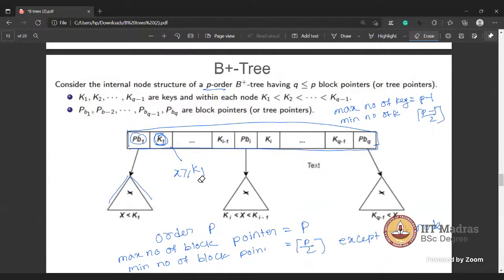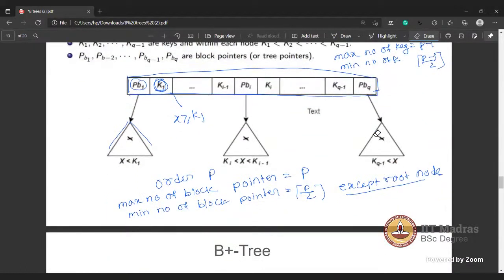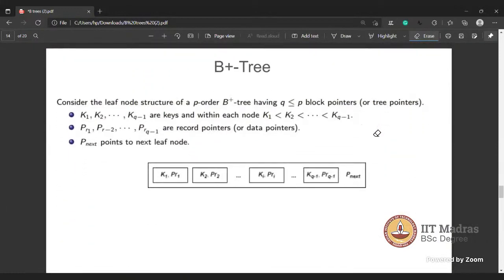Okay, so you got it? Sir, here you have written the minimum number of block pointers will be ceiling of p by 2, except the root node. Root node consists of only one? No, the minimum is 2. So minimum 2. Okay, then we will see the leaf node structure.